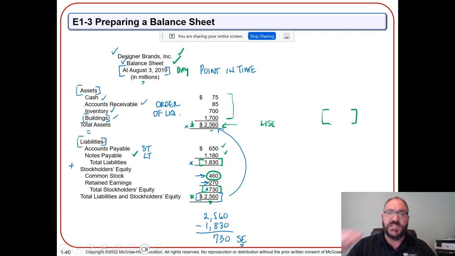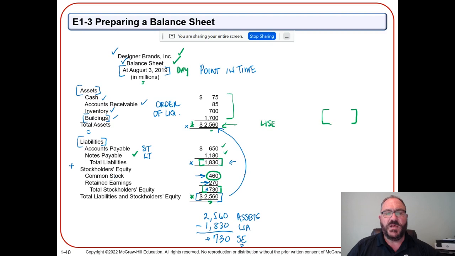Now we go to the liabilities that we listed. We have accounts payable, that's short term, 650. Notes payable, 1,180. That's in millions. So the total liabilities is right here, 1,830. Now you can actually check. You got 2,560 in assets and 1,830 in liabilities. That tells you that your stockholders' equity had better be 730.